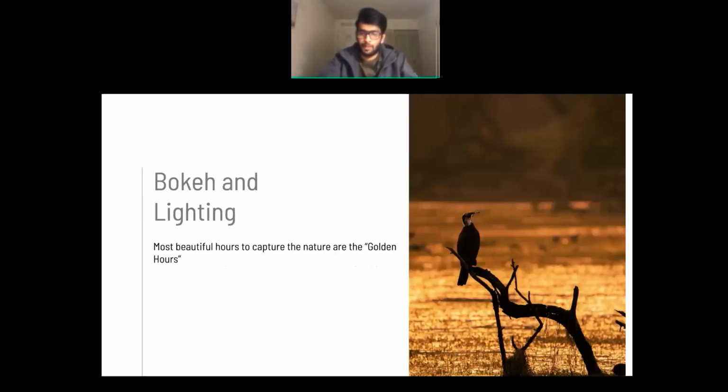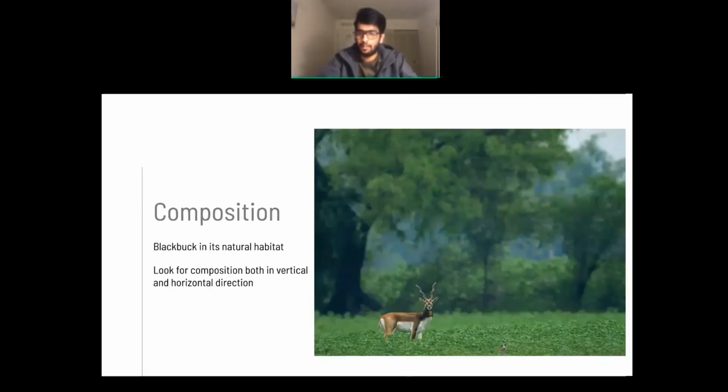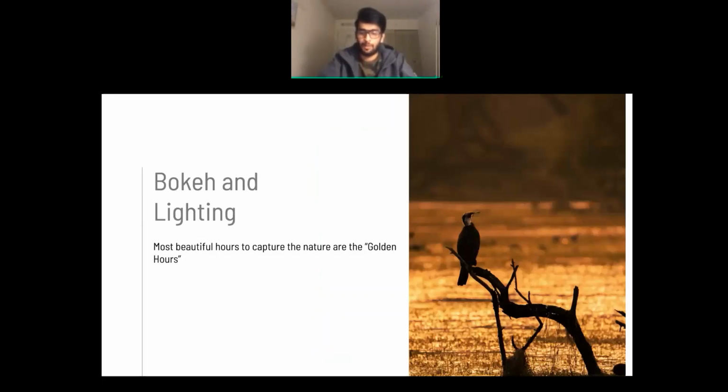So talking more about lighting. Lighting is extremely important in wildlife photography. There are a lot of shots that you can take based upon the light, like one side of the head is lit and the other side is in the dark, or the entire background is dark, or you can play with golden light. And the most beautiful light that I found is the golden hour. Golden hour is the time just after the sunrise and just before the sunset. So I really enjoy capturing during this time.